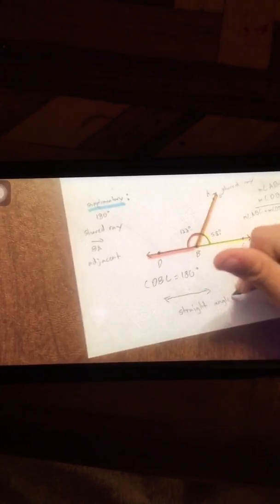So angle DBC is a straight angle. Okay. And yeah, that's about it.